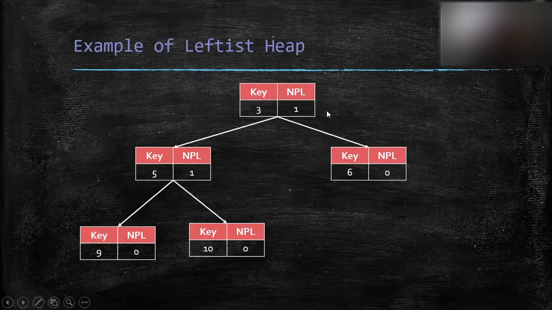Here we have, see, for this node the minimum distance is 0 because it is a leaf node. For this one it is 1, so 1, and then here, assume that here is 0, then 1 and then 0.